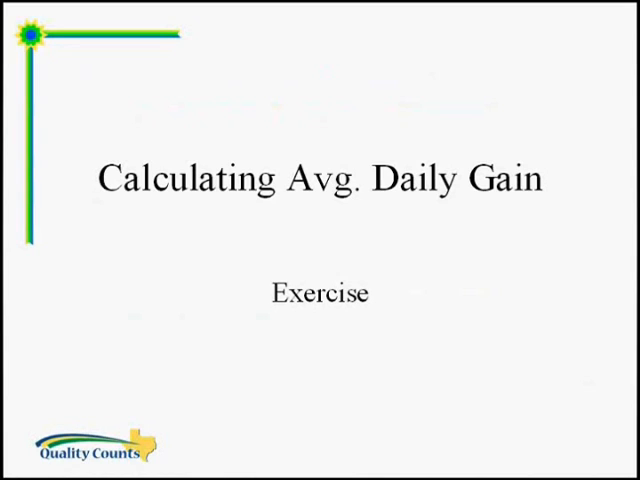To calculate average daily gain, subtract the beginning weight from the ending weight and divide by the number of days on feed. Once again, ending weight minus beginning weight divided by the number of days on feed. And this is the formula that you're going to use for some of these questions that we have lined up for you.